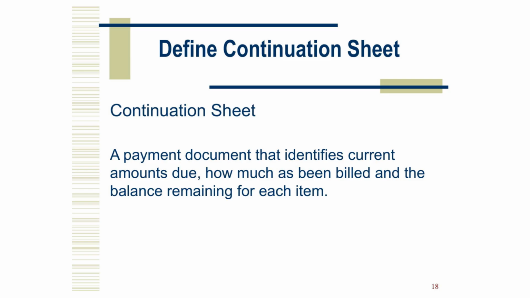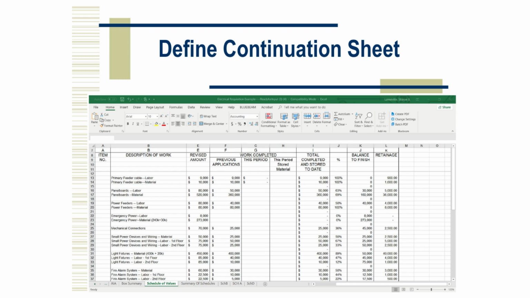Double-check extensions and retainage every time. This spreadsheet is the continuation sheet, the document that tracks monthly progress in payment for each line item from the schedule of values. Let's walk through what each column represents. Column B, description of work, lists each task or component, such as panel boards or light fixtures, just as they appear on the schedule of values.